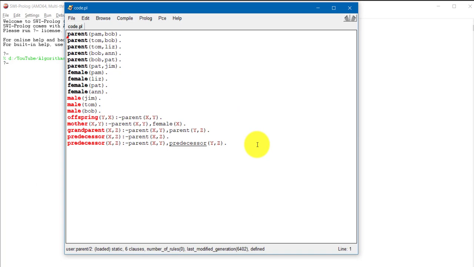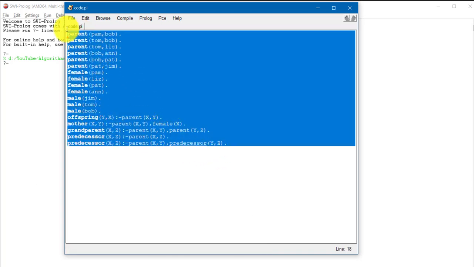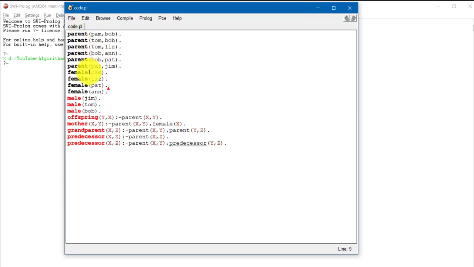To start with, I'll first give you an example. If you remember, previously we created this particular knowledge base. We created a lot of facts like parents, female, male, and then we created different kinds of rules as well, for the offspring, mother and grandparents.